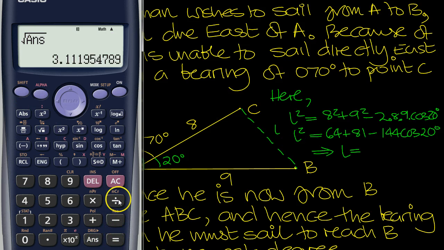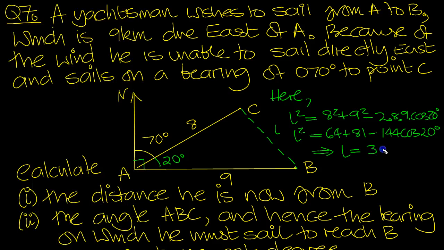There we go. 3.111 and so on. So L equals 3.1 kilometers to 1 decimal place. So we've got there. Okay, that's the distance there then.